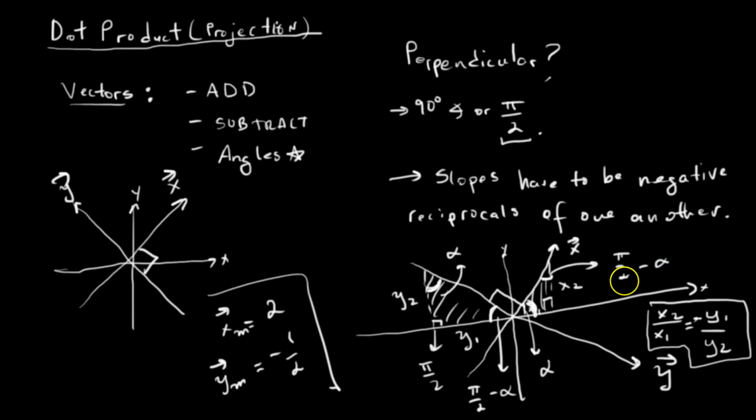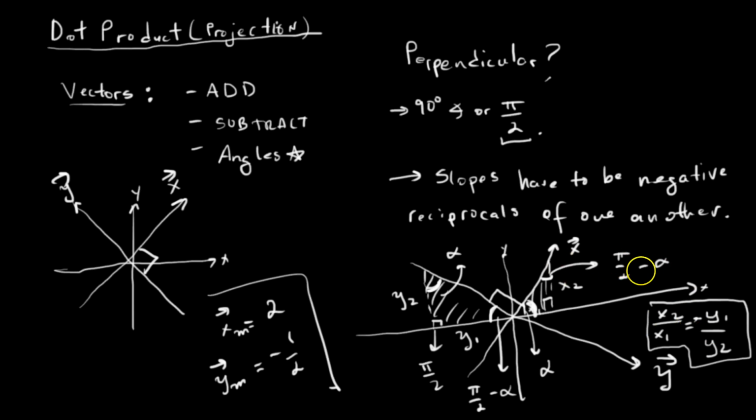It's just a simple proof. So now you see pi over 2 minus alpha on this one, pi over 2 minus alpha on this one. We have an alpha over here, alpha over here. So these triangles are similar by angle, angle, angle. So if they're similar, their corresponding sides are proportional.